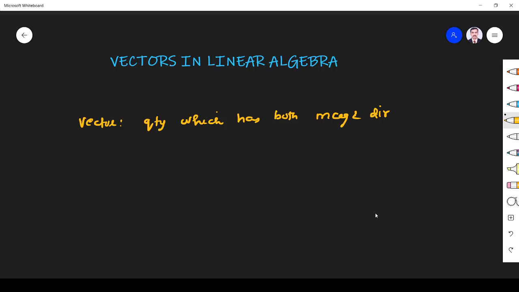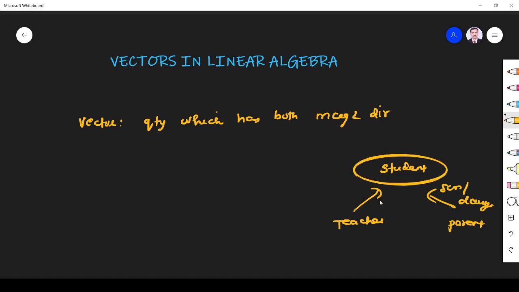For example, let us see a student here. For a teacher, he is a student. For parents, he is a son or daughter. So the person is the same, but he has different roles. For him, he has to do some roles. For them, he has to do some other roles. Like that with vectors, the work is the same, but here we are going to define vector in a different aspect.